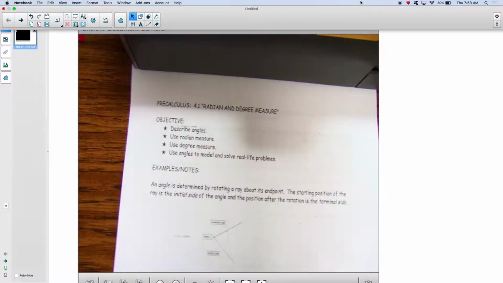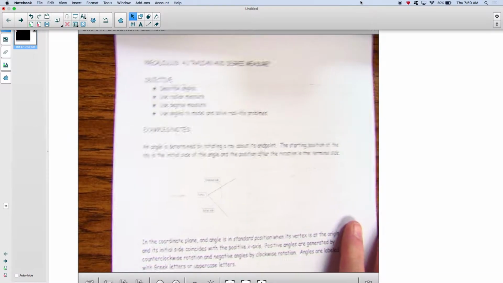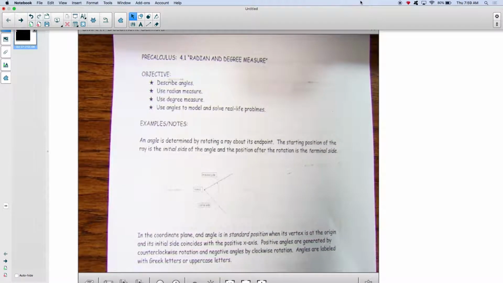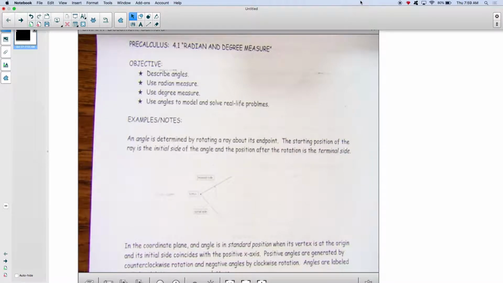All right. We are going to look at radians and degree measures. The objective is to describe angles by using radian measures and degree measures, and we're going to use angles to model and solve real-life problems. So an angle is determined by rotating a ray about its endpoint.